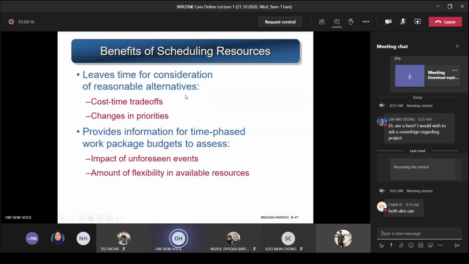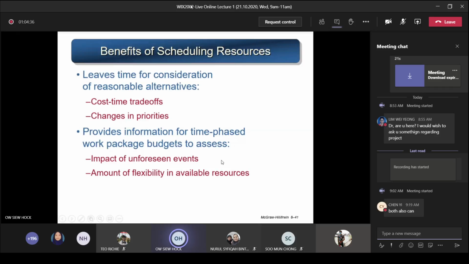So here, because of doing this, you have to change the priorities. A task that was originally not so important, of lower priority, now, because you do not have enough resources, changes the priority of all the tasks. Next, it provides information for the time-phased work package budget to assess.